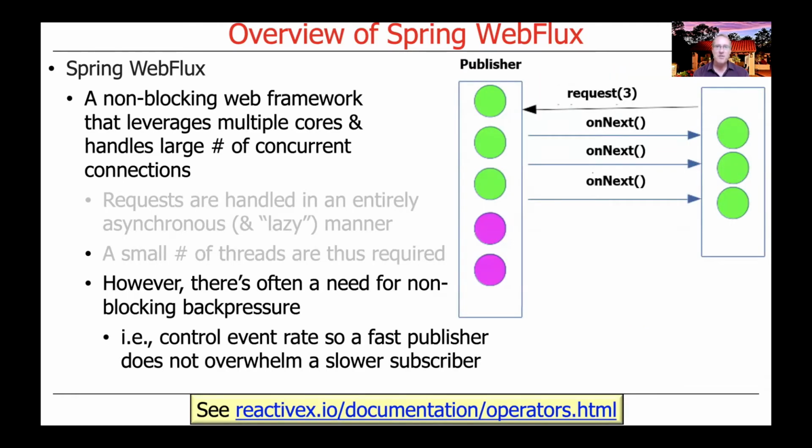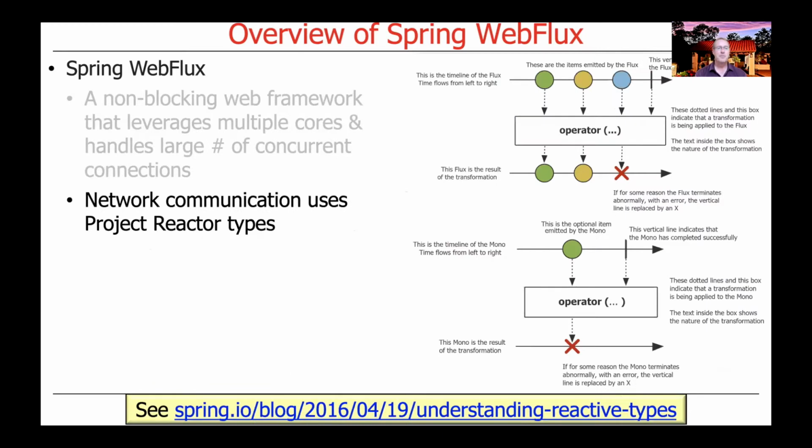However, because there's asynchrony going on here, there's often a need for some type of non-blocking back pressure. The basic idea is you don't want to have a fast publisher overwhelming the resources of a slower subscriber. And there are various ways that are baked and built into Project Reactor to accommodate that particular need. And we'll talk about those probably in 2 weeks, I would think.